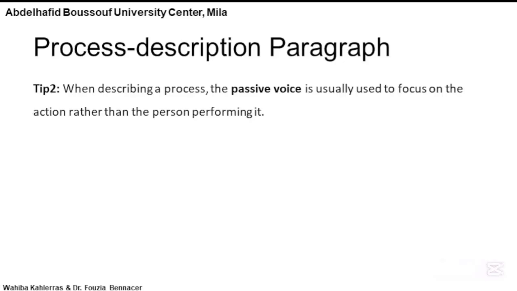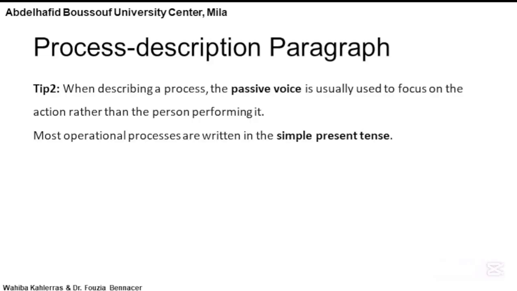Tip 2, to make your paragraph more effective and clearer. When describing a process, the passive voice is usually used to focus on the action rather than the person performing the action. Generally, we use the passive voice in sentences to describe a process, because we don't care who is performing the action and we want anybody to be able to perform the same action to reach the same final result in a couple of steps. That's why we focus on the action.